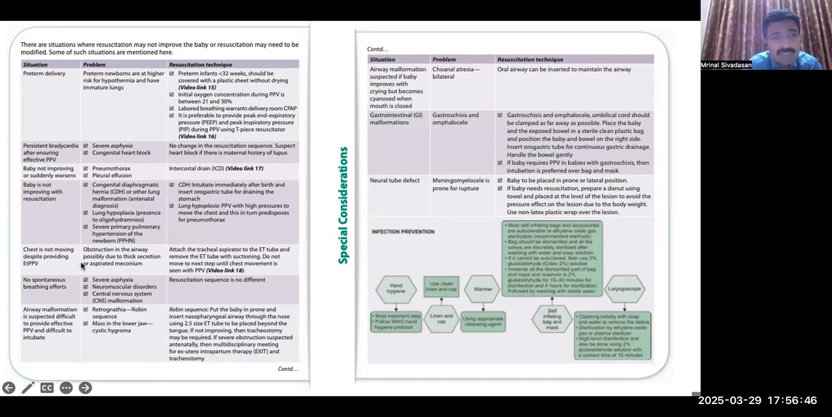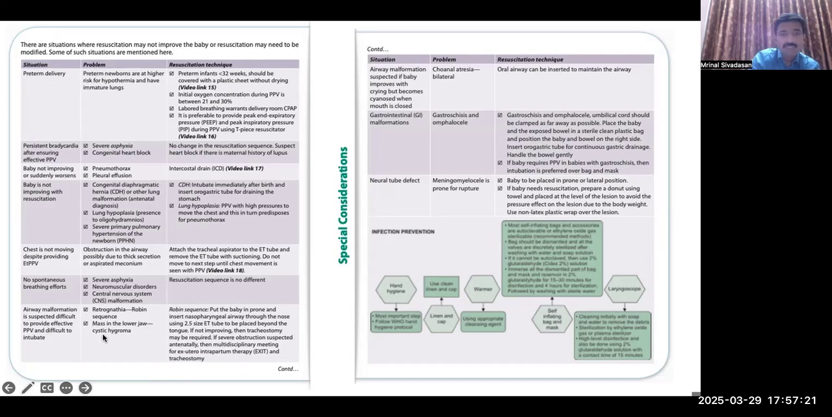Chest is not moving despite endotracheal intubation can be an obstruction in the airway, where you rarely use the tracheal aspirator, which was previously commonly used during meconium-stained amniotic fluid, meconium aspiration. And here, only in rare situations, you remove the endotracheal tube with suctioning and do not move to the next step until chest movement is seen with positive pressure ventilation. If there is no spontaneous breathing, then it can be severe asphyxia or neuromuscular disorder or CNS malformation, and the resuscitation sequence is no different.